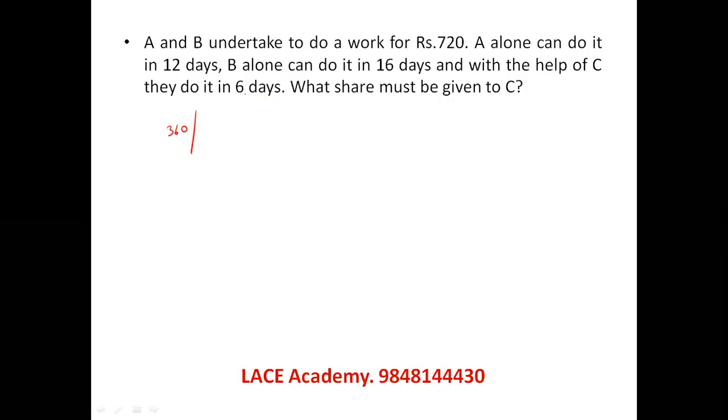Give 360 to A. B, if he works alone for 16 days, he'll be getting the complete 720 rupees. So each day, how much is he getting? 720 by 16 means 16 fours are 64, so 45 rupees every day. Now he is working only for 6 days. So 45 sixes, 270 should be given to B. And whatever remaining amount should be given to C. 360 plus 270 is 630. Out of 720, 630 rupees are given to A and B. The remaining 90 rupees goes to C. It is a straightforward question. Right? Don't unnecessarily waste your time with unnecessary methods. Let's see the next question given.